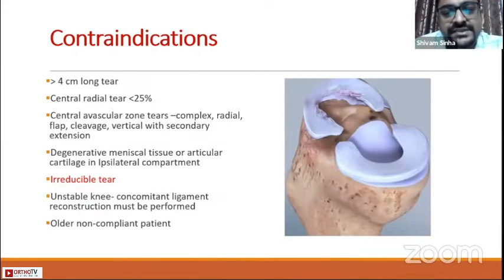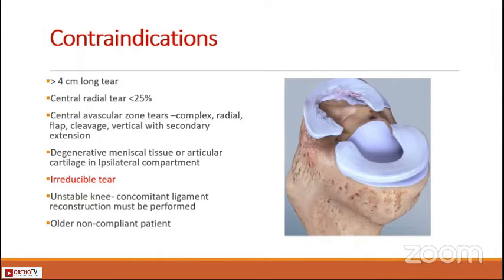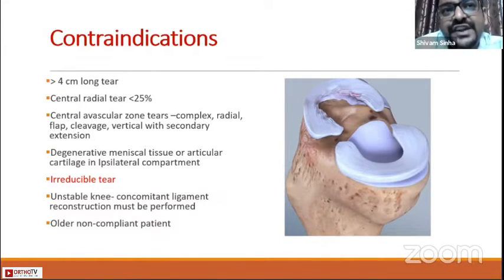So what are the contraindications? Very long tear, we are going to excise it. Central radial tear, even less than 25% involvement, should not be touched. Central avascular zone tears, complex, radial, flap, cleavage, all types are maybe better discarded, and meniscectomy can be done. Degenerative meniscal tear with articular cartilage damage in the ipsilateral compartment is a contraindication. The most important thing is an irreducible tear: a tear which you are trying to reduce and it is not reducing, and you have fixed it in an unreduced position. This is going to land you in a fuss later. Unstable knee and older non-compliant patients are contraindications to it.